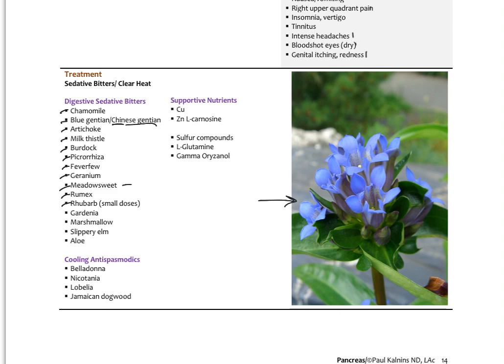Rumex, rhubarb in small doses, gardenia, marshmallow, slippery elm, aloe. These last three are demulcent, cooling demulcent herbs. Some herbs have more of an antispasmodic effect. They block the parasympathetic tone, and that would be your nightshades, belladonna, nicotiana, lobelia, not a nightshade, but it also has an anti-parasympathetic effect, and Jamaican dogwood. And then supportive nutrients like copper, zinc, carnosine. Sulfur compounds often have an anti-inflammatory effect, like in the liver, and then L-glutamine, gamma-oryzanol, more demulcent. So these would be herbs to treat those heat patterns.